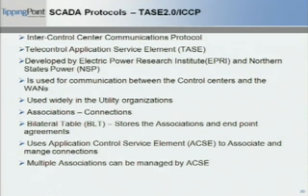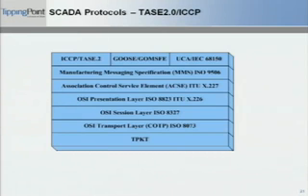Then the application control service element is used to associate more connections. Since ICCP is used at the higher level of the control systems, it's going to have more connections, and it's built for use in the WAN. So here's the protocol summary of how ICCP looks.